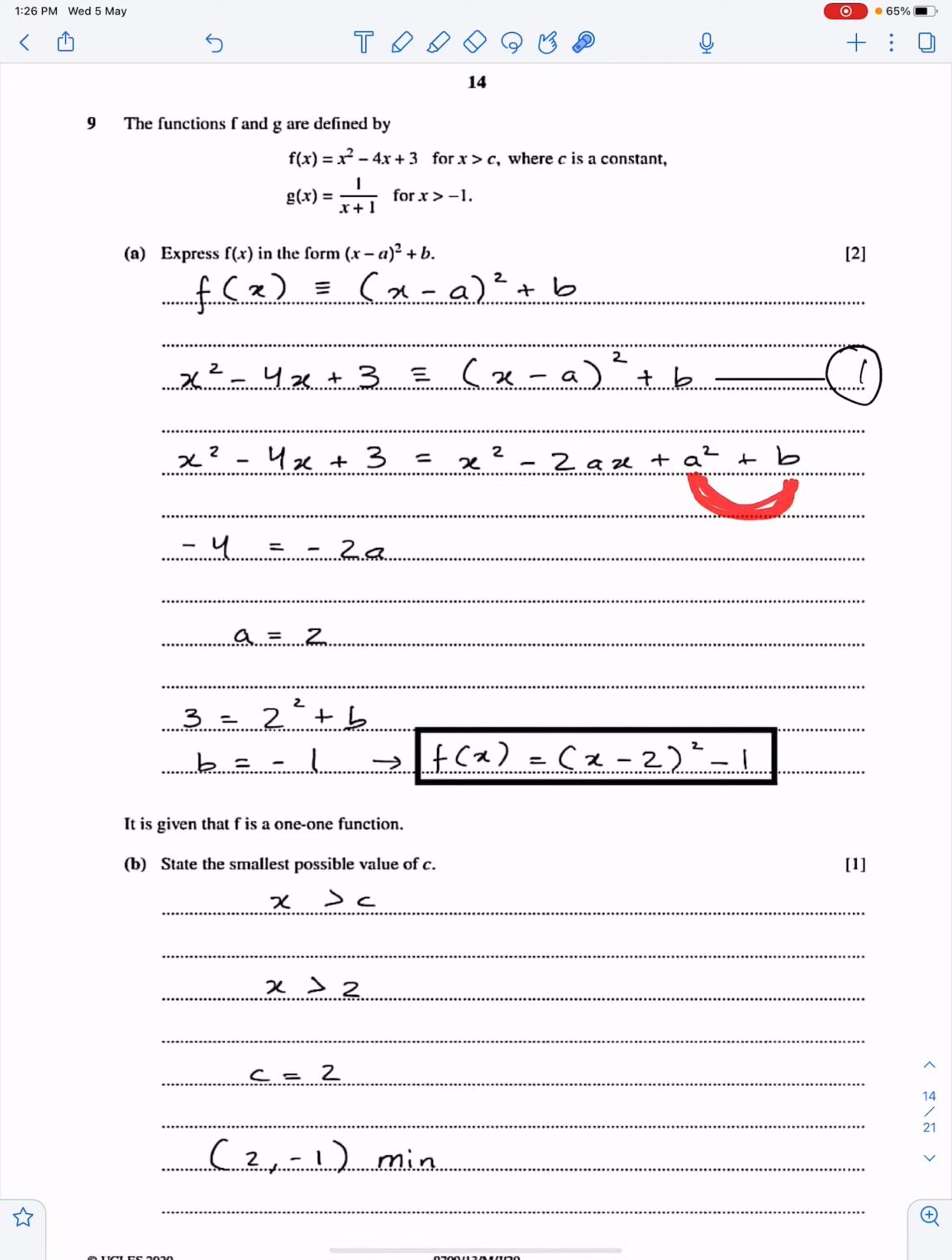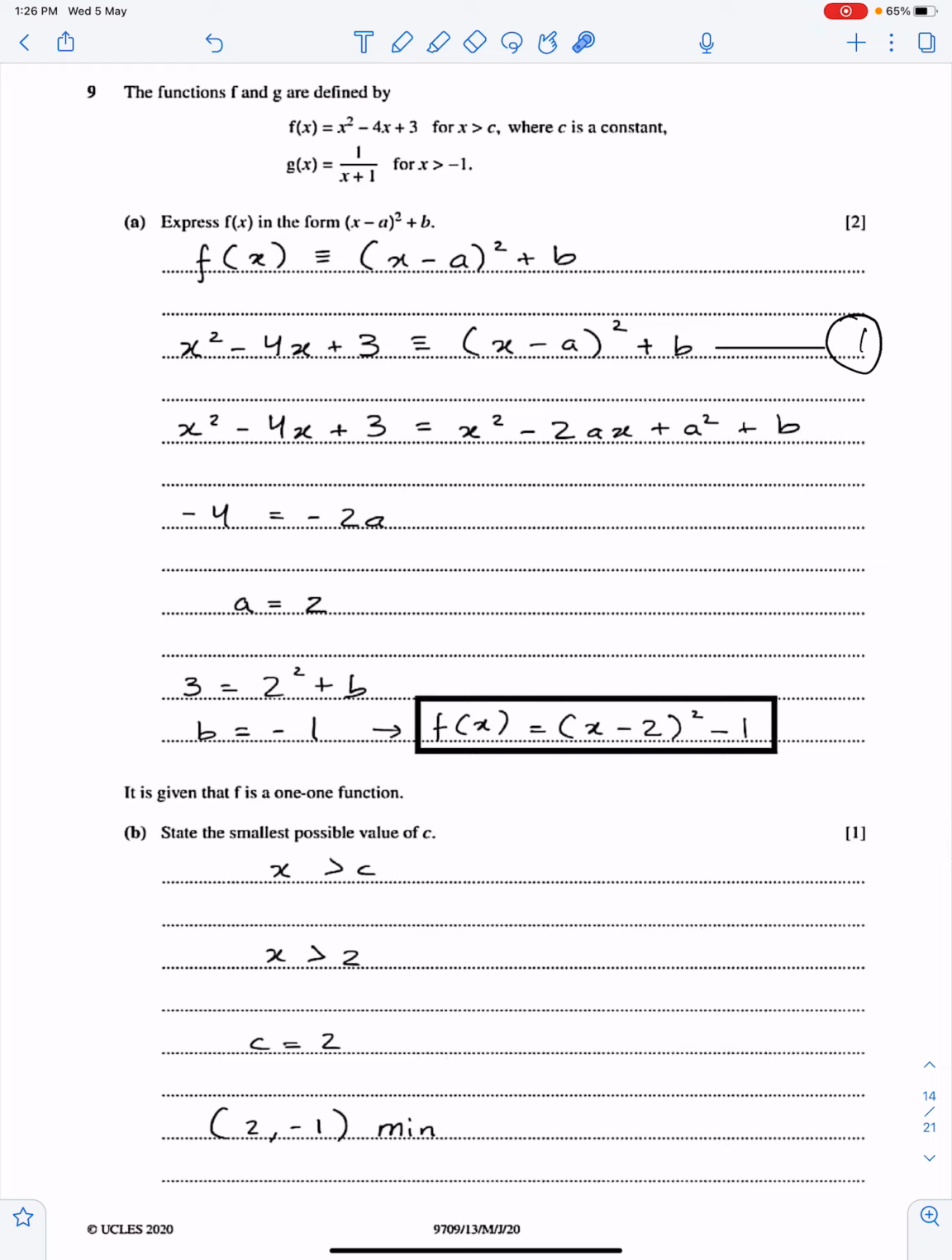These two terms are constant and the constant term is 3 here. So AB is minus 3. By comparing these two with 3, we can get the value of B. Make sure you will substitute the values of A and B into equation 1. This is the final answer.